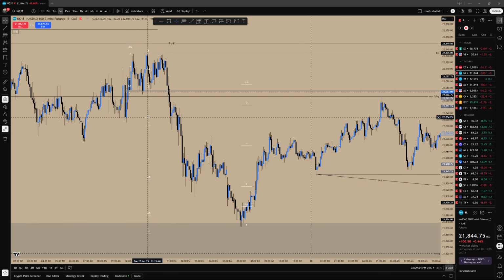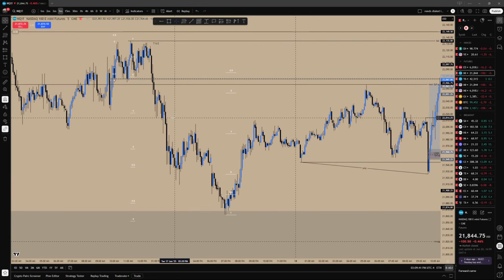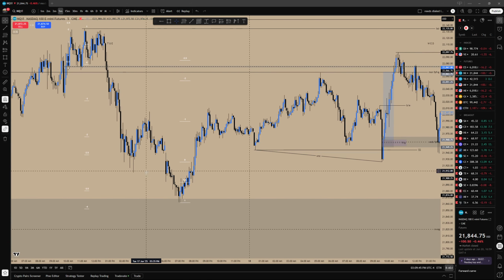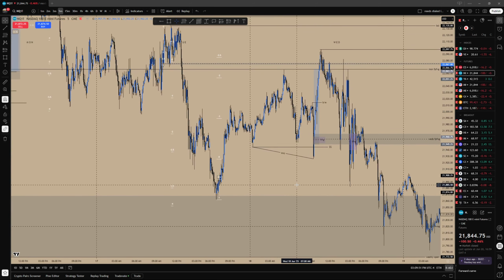This happened at 11, so that would have been the 4-hour candle, the 10 a.m. 4-hour candle manipulation to the downside, where we completed our -4. I'm looking for a new standard deviation based on where I think price is going to go. We tapped into the NWOG.